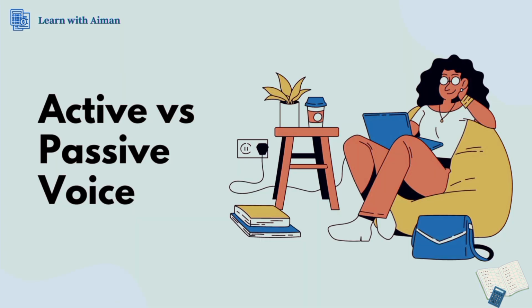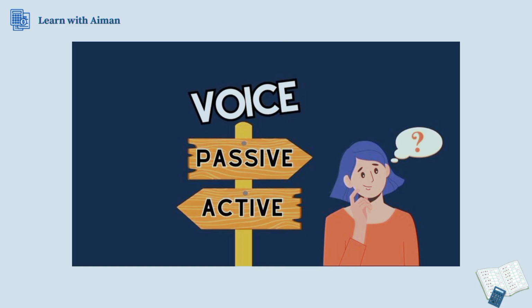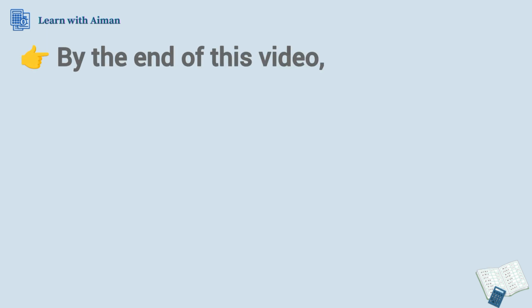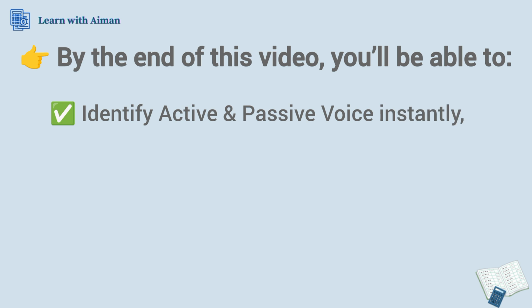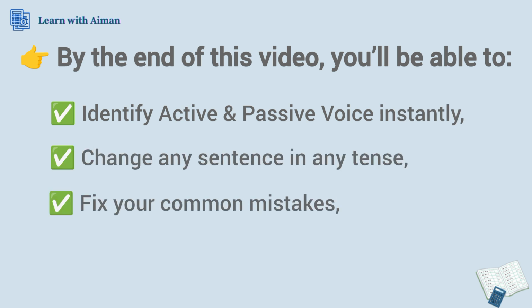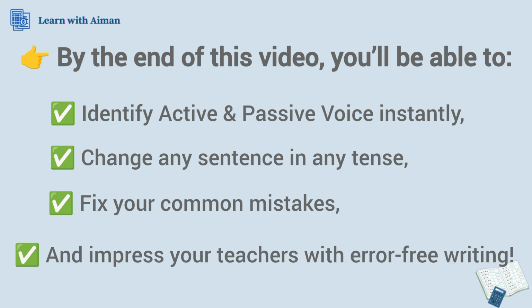So, do you find active and passive voice confusing? Or do you lose marks in your exam just because you're unsure how to change sentences correctly? If yes, then stay right here, because today I'm not just going to tell you the rules, but we will also go step by step with real life examples, tense tables, pro tips, common mistakes, and live practice quizzes. By the end of this video, you will be able to identify active and passive voice instantly, change any sentence in any tense, fix your common mistakes, and impress your teacher with error-free writing. So grab your notebook and pen and let's get started together.